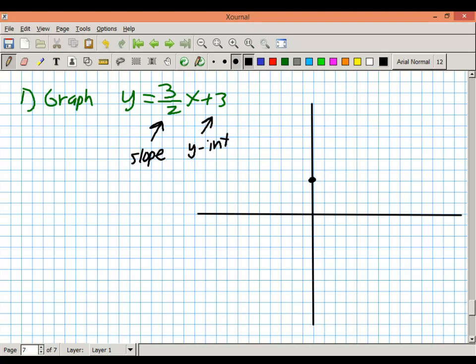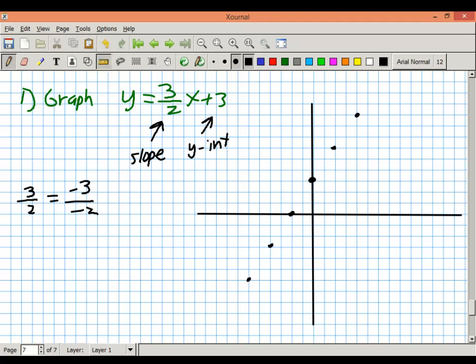So start at your y-intercept, go up 3, 1, 2, 3, and right 2. You can do that all day. Now, because 3 over 2 would be the same as negative 3 over negative 2, wouldn't it? You can also go down 3 and left 2. So there's a point. And again, you can do that all day.